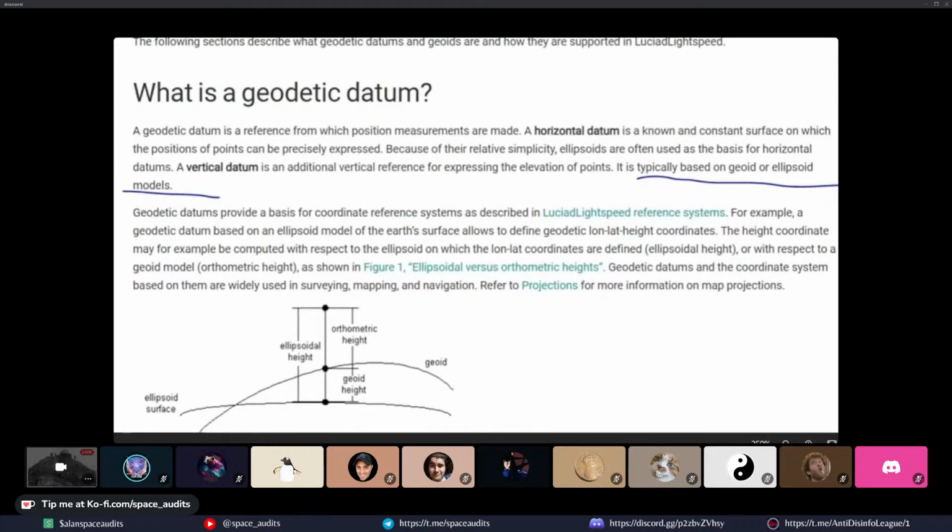Horizontal is known as a constant surface on which the positions of points can be precisely expressed. Because of their simplicity, ellipsoids are used as the basis for horizontal datums. Vertical datum is an additional vertical reference for expressing the elevation of points. It is based on a geoid or ellipsoid model.